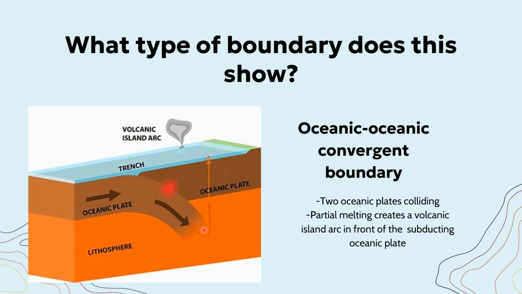And the partial melting that is shown by these little arrows right here creates a volcanic island arc in front of the subducting plate. So the subducting plate is this one here, and the volcanic island arcs will always be found in front of the subducting plate, because as the subducting plate moves into the mantle, when it reaches a certain place in the mantle, like down here, it gets heated up enough and it causes the magma to rise and burst into a volcanic arc.